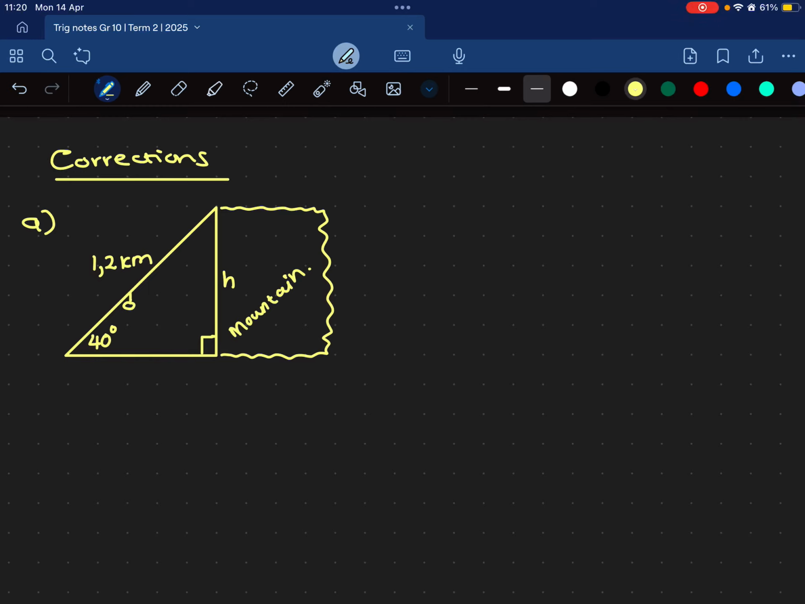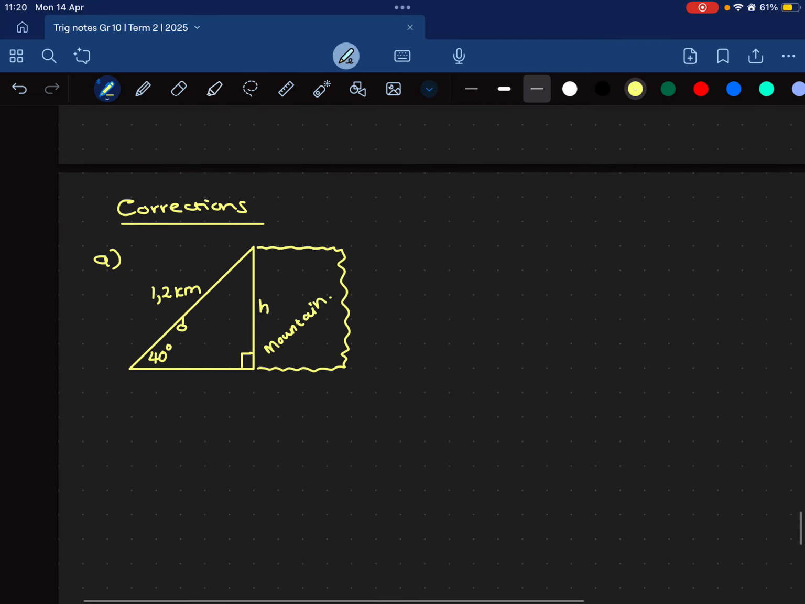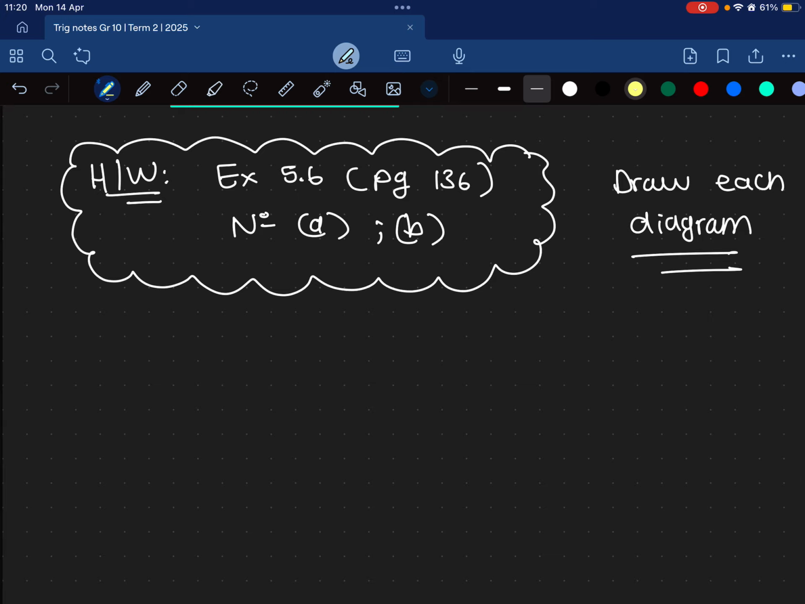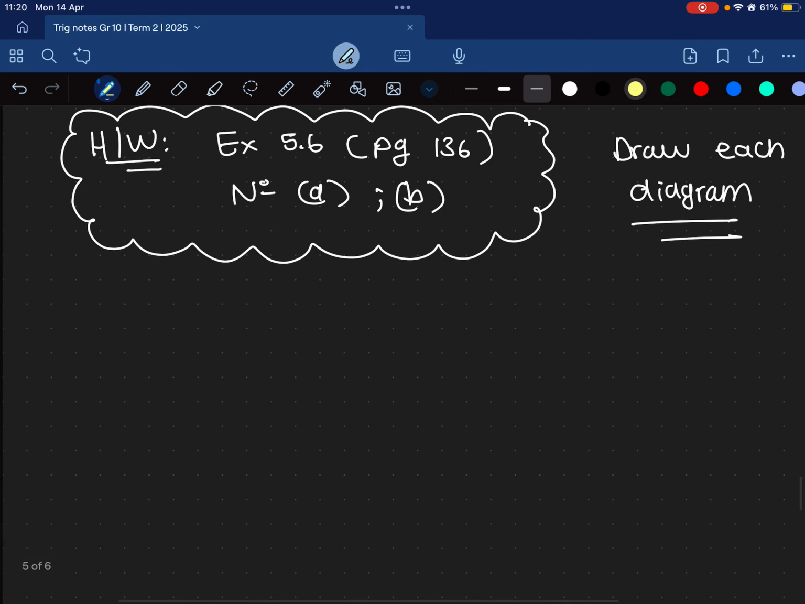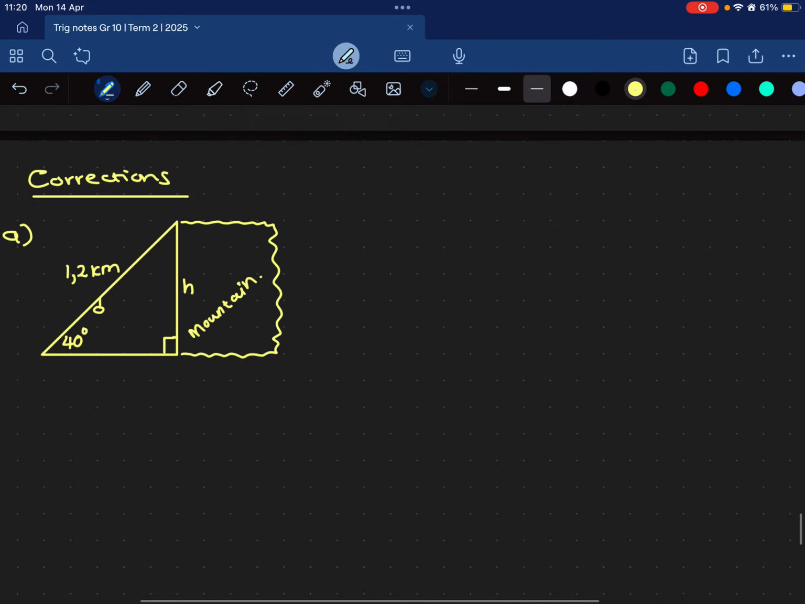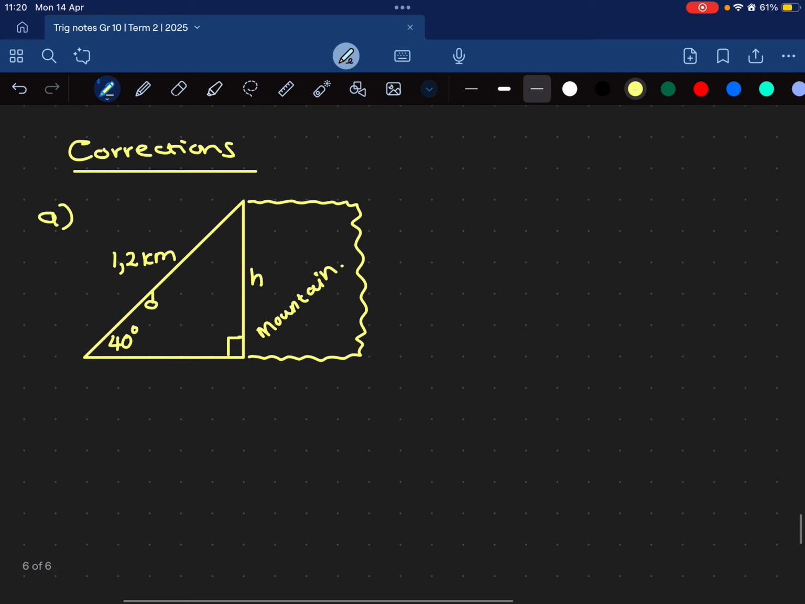Hello grade 10s. So for today's lesson we're going to start with the corrections from exercise 5.6 on page 136. You had to complete number A and number B. So I'll start with A. I've already drawn the question in. So I'll just read the question out before we begin.